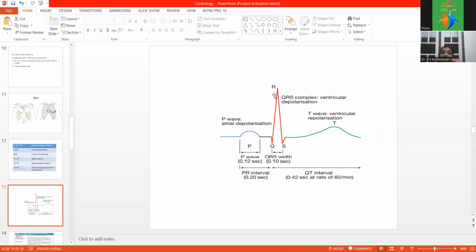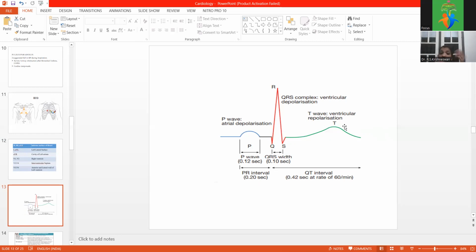Next, QRS. It is a complex because there are three waves, Q, R, and S. This QRS represents the ventricular depolarization. T wave represents the ventricular repolarization. Hope you understand. P wave is the only wave which represents the atria of the heart in the ECG, and it represents atrial depolarization. QRS complex represents the ventricular depolarization, and T wave represents the ventricular repolarization.